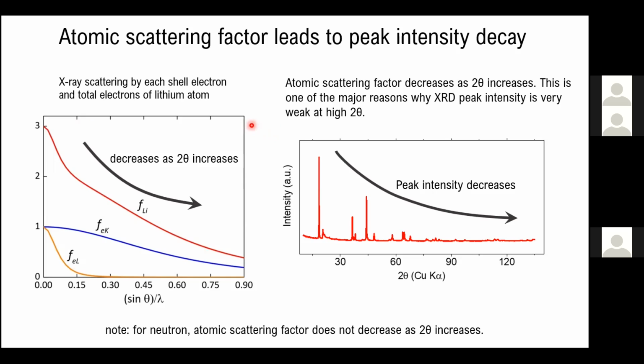So that's one of the benefits of using neutrons, since you can enhance the high angle peaks, right? And which can be very important for solving the structure. As I mentioned, more peaks and accurate intensity are keywords to get enough information to solve the structure. And the neutron definitely has the advantage in that sense, right? Okay.